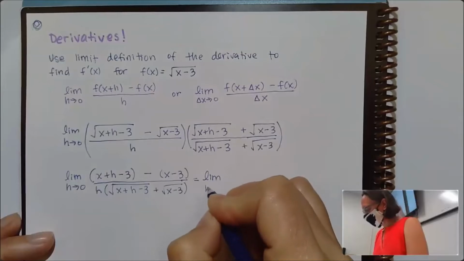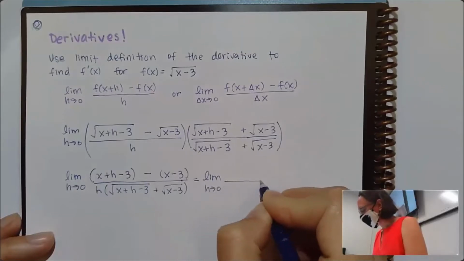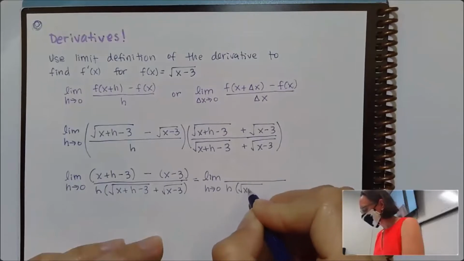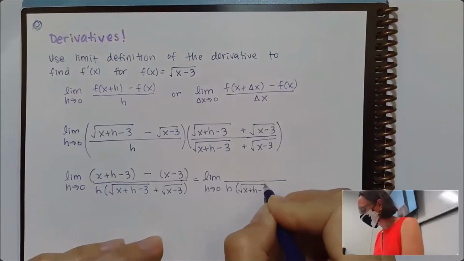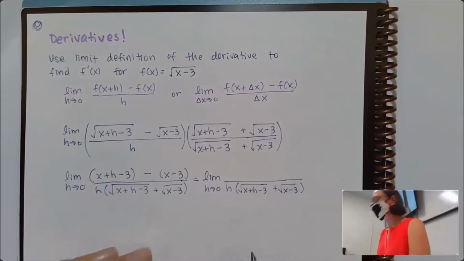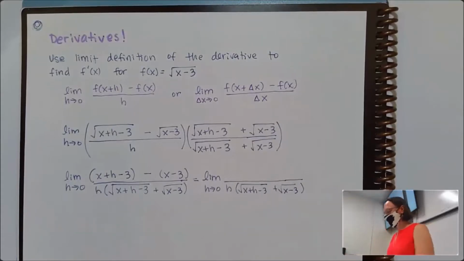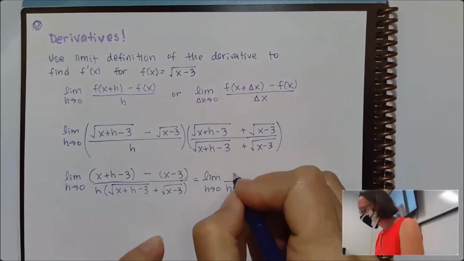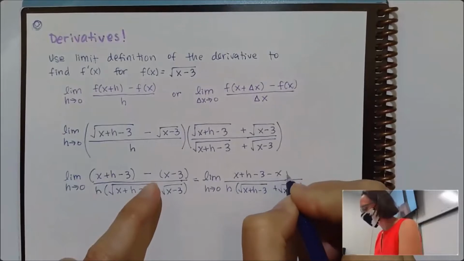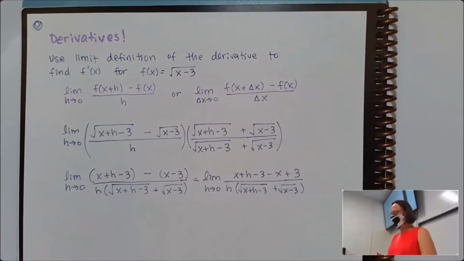But I'm going to have a limit as h approaches 0. And on the top now, it takes so much time just to keep rewriting this. Man, okay. So on the top, if I distribute that minus sign through, I've got x plus h minus 3 minus x plus 3. And if all has gone according to plan, everything on the top should cancel unless it has an h in it.